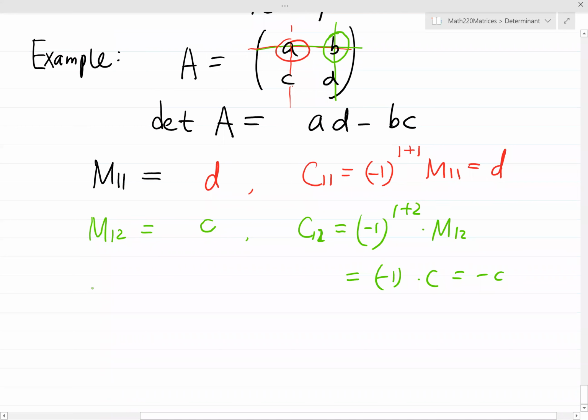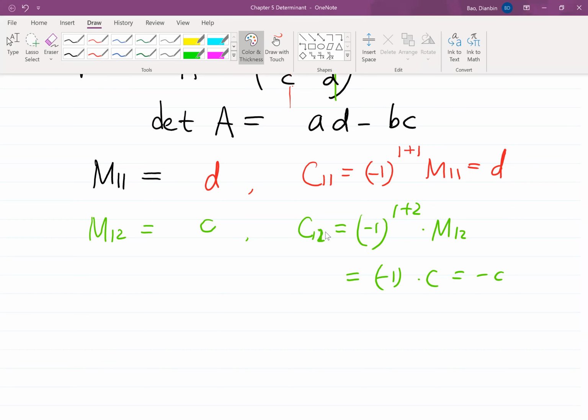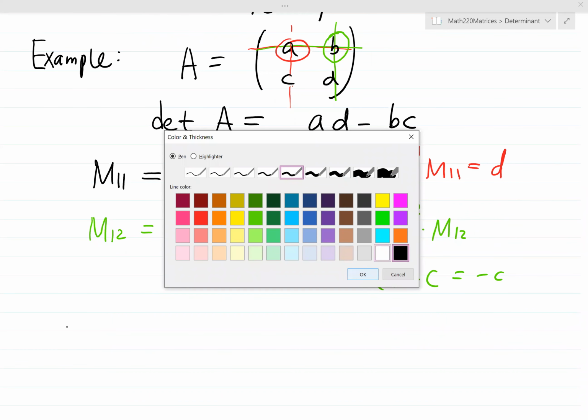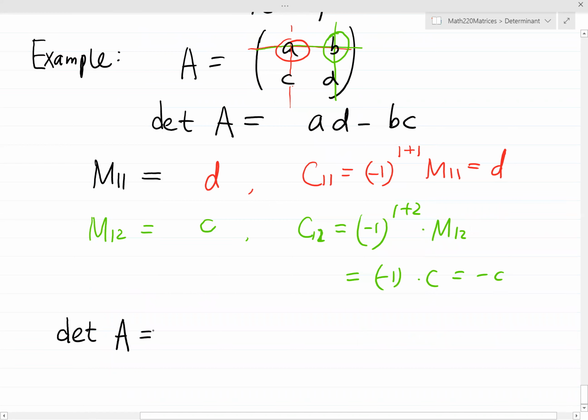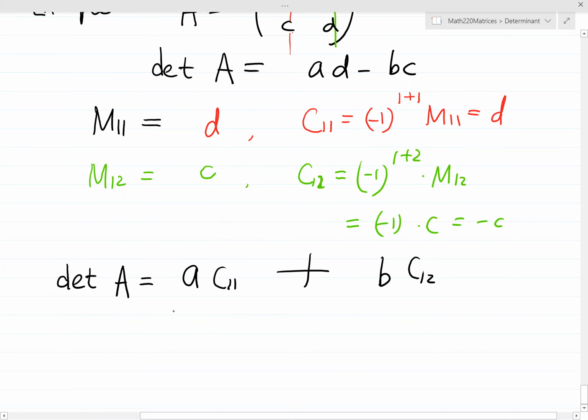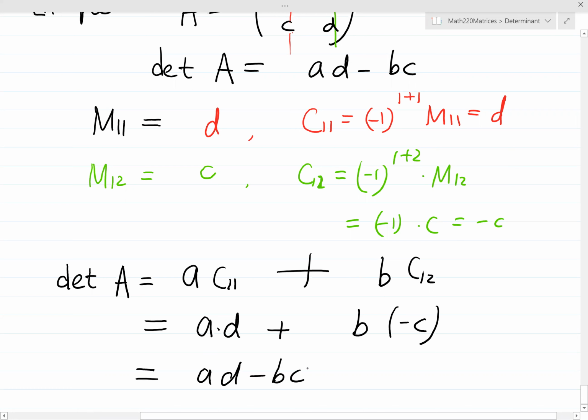So the determinant of A, by definition, according to the first rule, is A, B times C11, C12, added together. C11 is D, so it's A times D, plus B times C12, which is negative C. So it's AD minus BC. This agrees with our old definition.